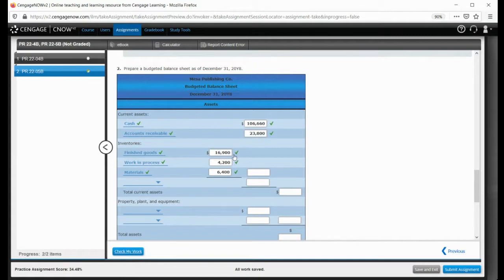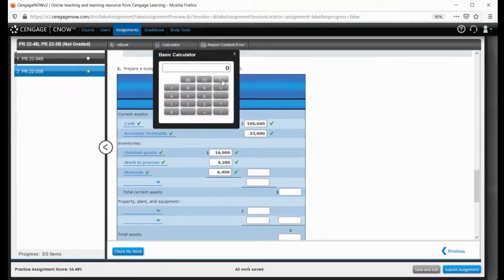And then what we're going to have to do is add each one of our inventory accounts together to get a total of our inventories. So we're going to take the 16,900. We're going to add to it 4,200 and 6,400. The total of our inventories is 27,500.